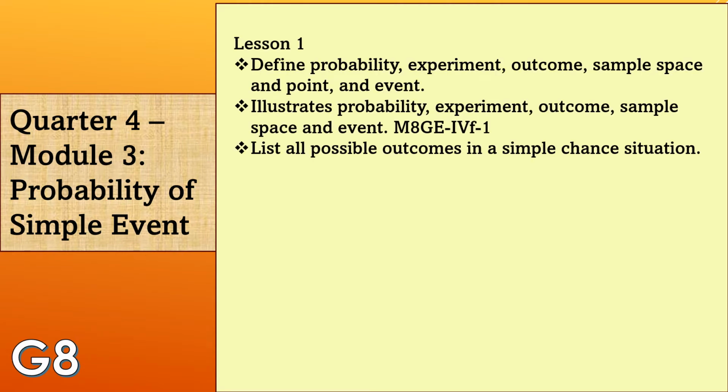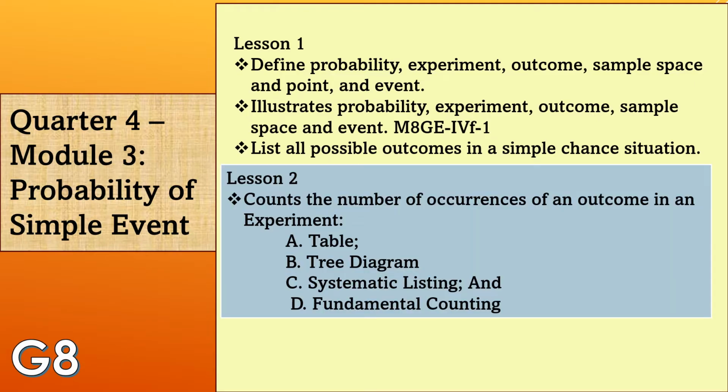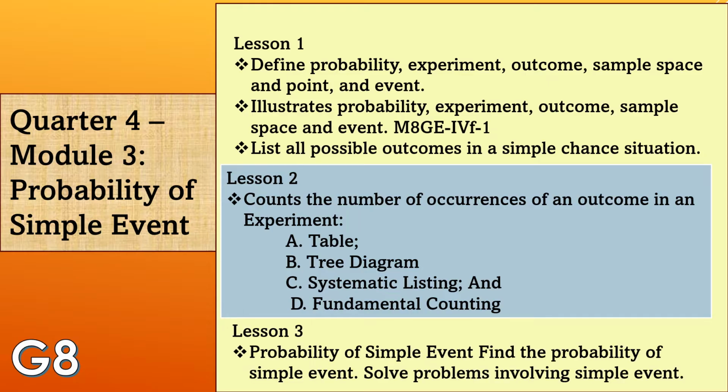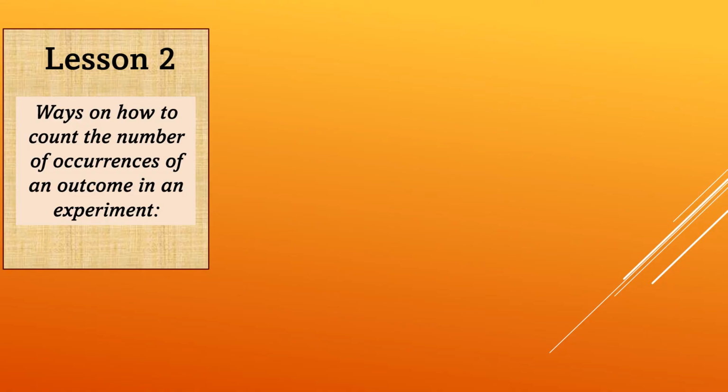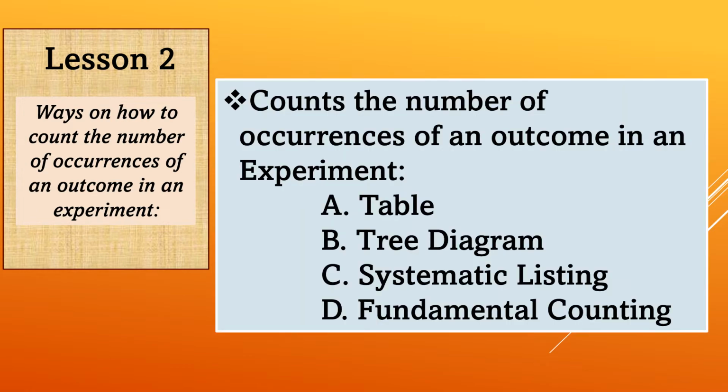So Lesson 1 was already discussed in our previous video lesson. This video lesson will focus on counting the number of occurrences of an outcome in an experiment and presenting that using the table, tree diagram, systematic listing, and fundamental counting. Okay, let us discuss the ways on how to count the number of occurrences of an outcome in an experiment using a table, tree diagram, systematic listing, and fundamental counting.